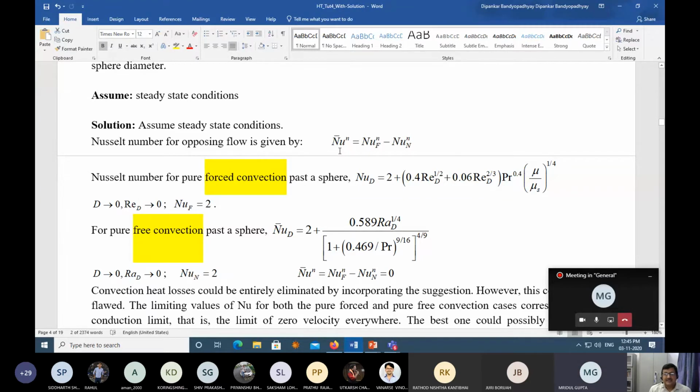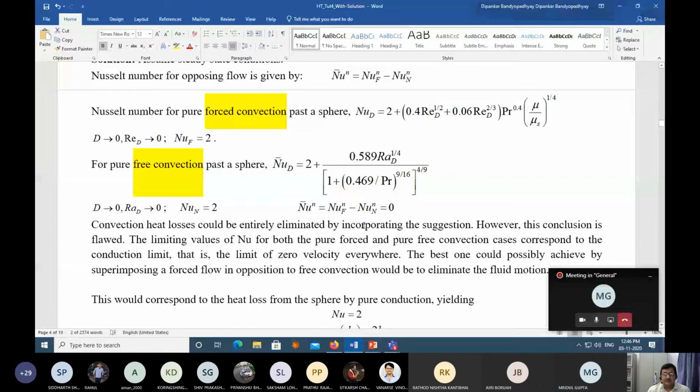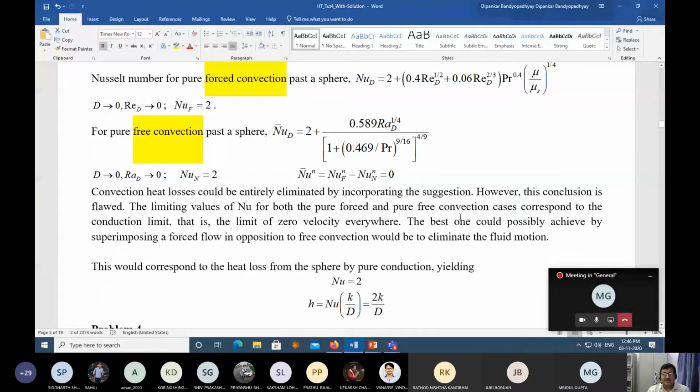0. But is it possible? Say suppose you have a sphere hanging, and you are heating it up by radiation. Is it possible to have a Nusselt number of 0? The answer is no. Why? Because you have to understand that we are only considering convection here. When I am considering the Nusselt number, I am only considering the convection. But if the convection nullifies, then the entire system will be limited by conduction.